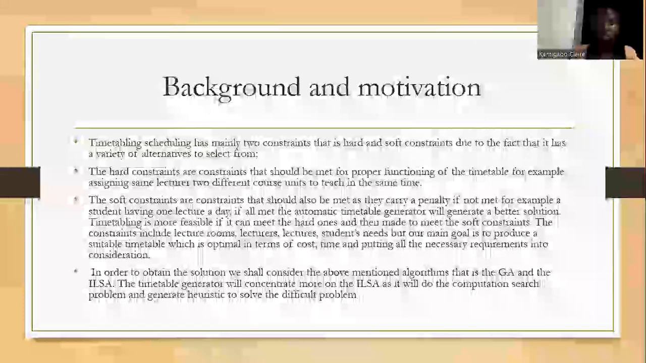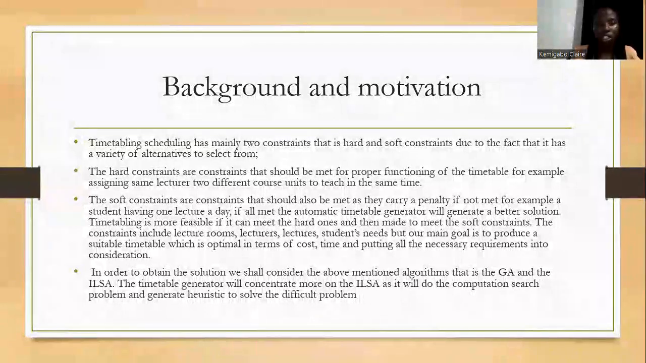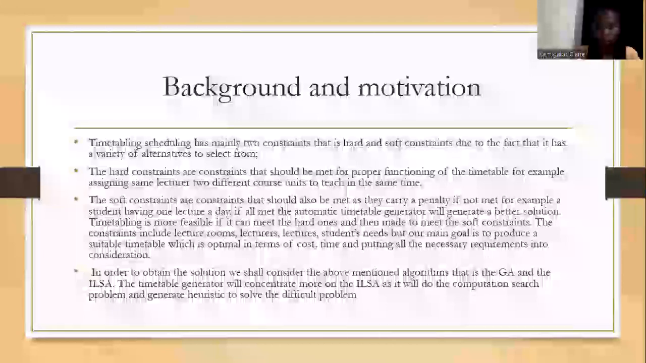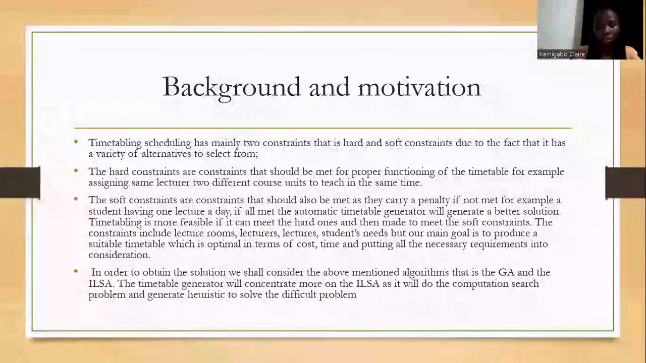The background and motivation. Timetable scheduling has mainly two constraints, that is hard and soft constraints, due to the fact that it has a variety of alternatives to select from. So I'll take you through the hard constraints.